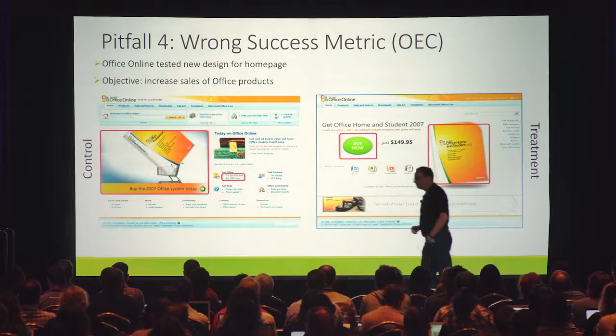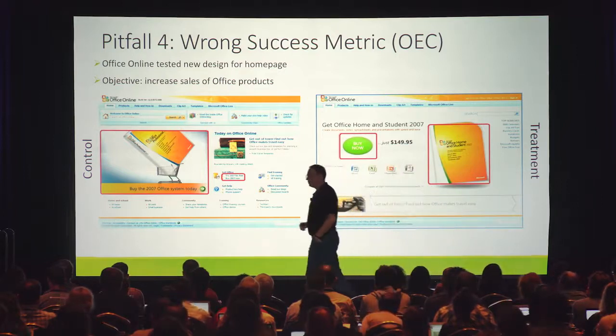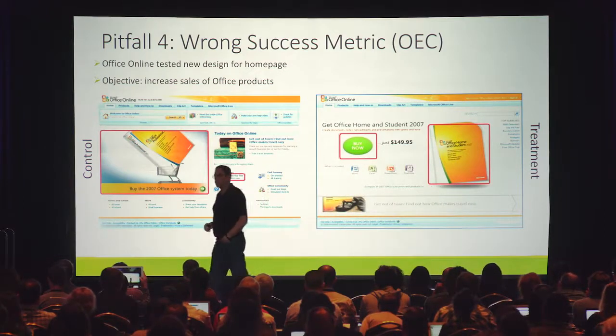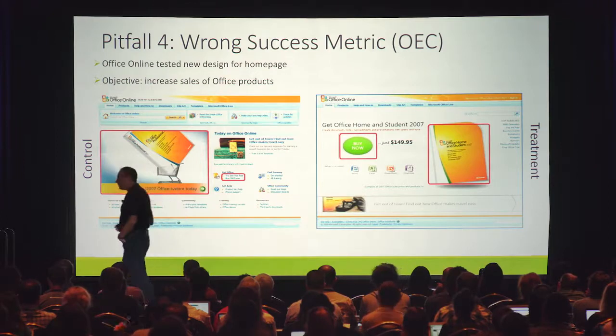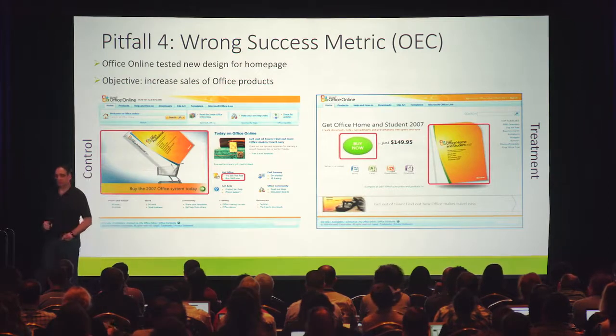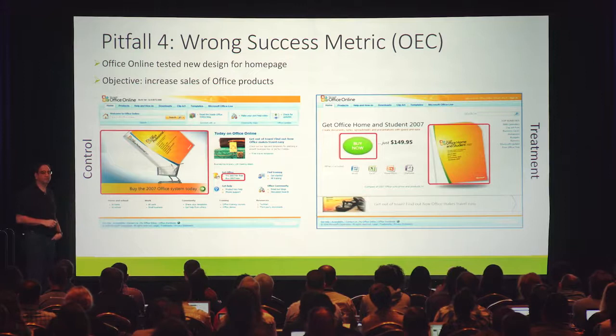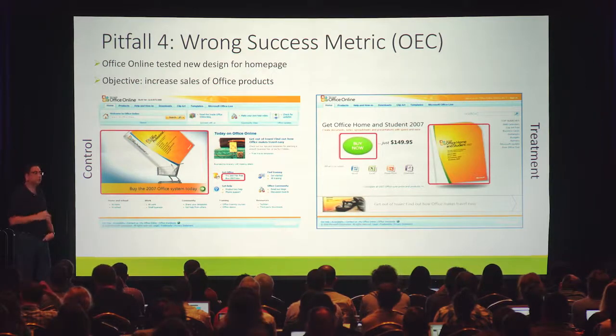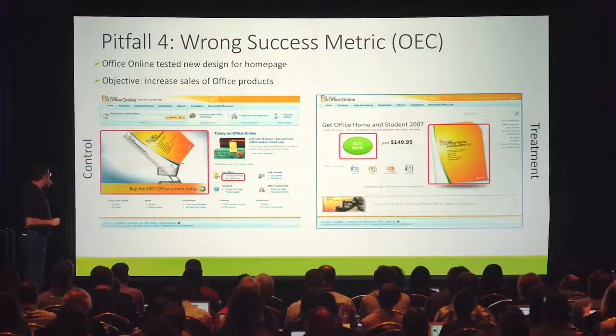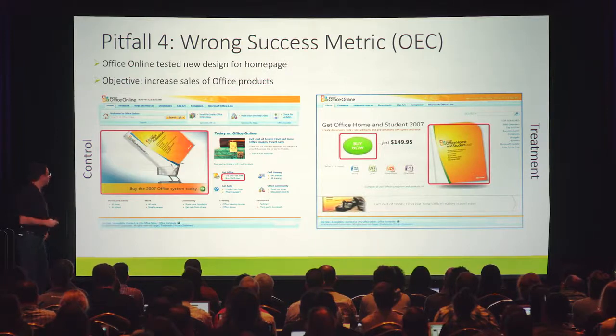Next pitfall, wrong success metric, the OEC, the overall evaluation criterion. The OEC is one of the hardest things for us to come up with when we work with a new organization. In Bing, it took us multiple years to tune and get the OEC for Bing. But here's an example. Office Online tested new designs for their homepage. Their goal was, again, to increase sales.